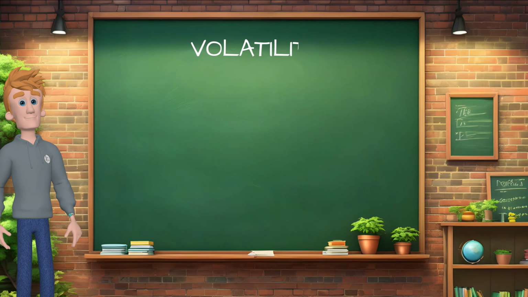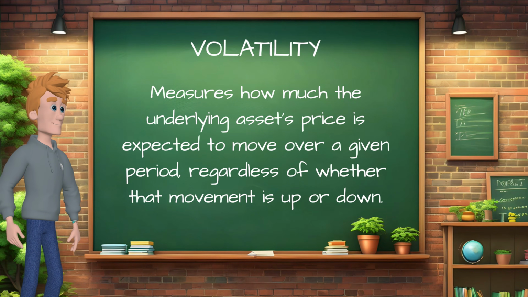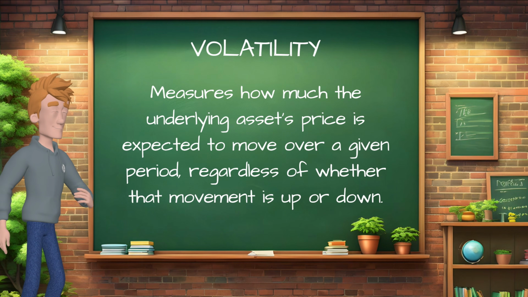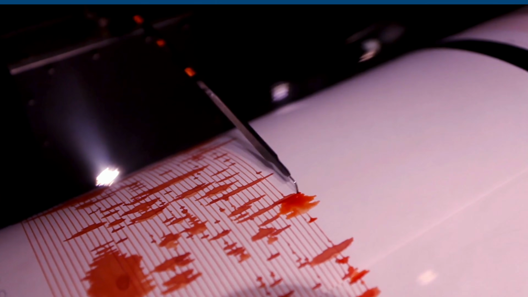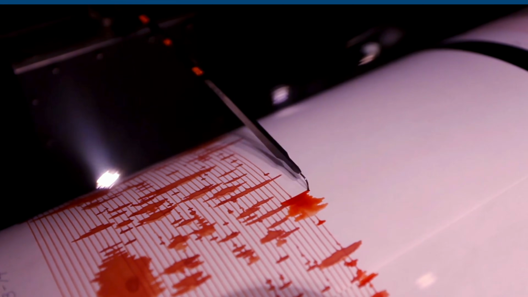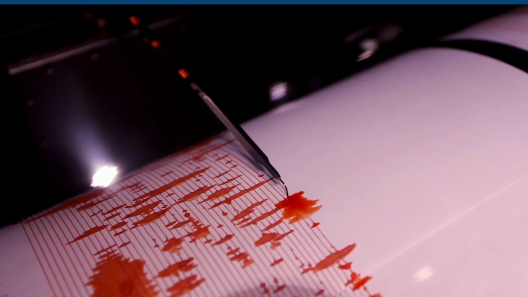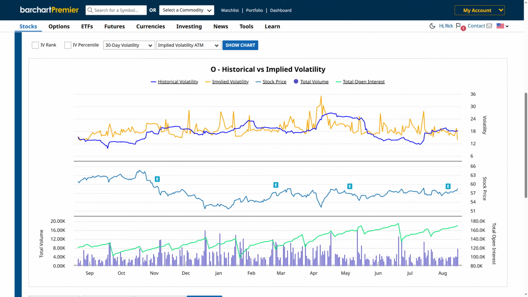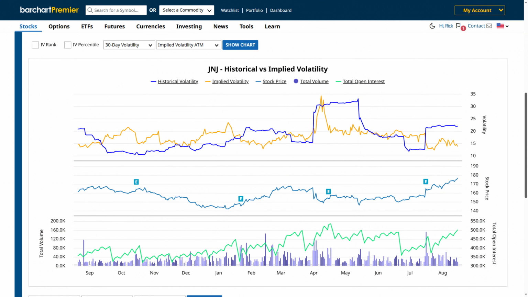Options traders refer to volatility as the degree of variation in an asset's price over a given period. Or in simpler terms, it's the measure of how much an asset's price is expected to move. Think of it a little bit like an earthquake. The Richter scale measures how strong the earthquake was, its magnitude. Volatility in options trading measures the magnitude of how far a stock could move, up or down.